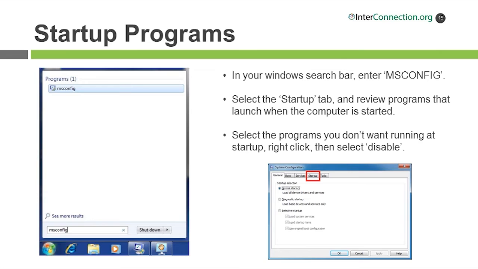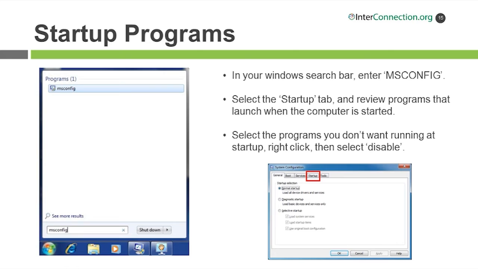If you type msconfig into it, and then whenever you select msconfig, the program, and the box pops up there, if you select the Startup tab, it'll list all of the programs that launch whenever your computer is started. And so then you can select which ones you want enabled or disabled.